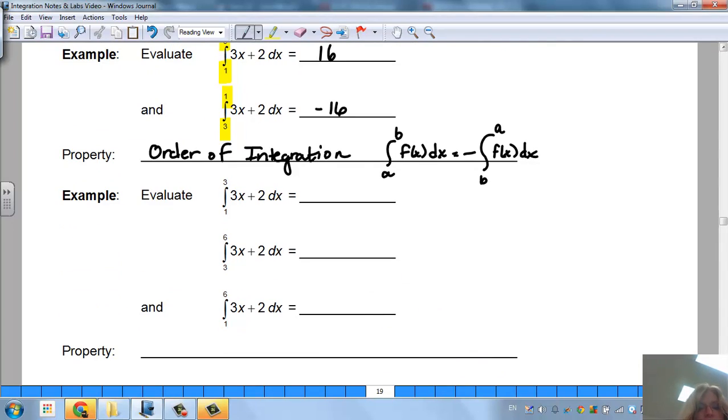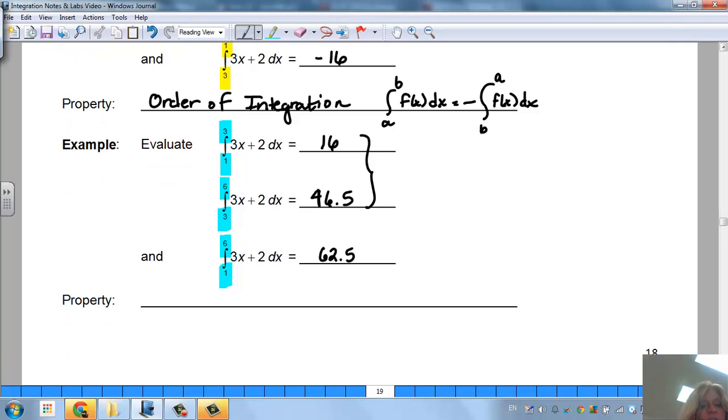All right, now let's look at these three and see what we have here. They're all the same function, they're all dx. This one goes from 1 to 3, this goes from 3 to 6, and this goes from 1 to 6. So this one right here is like the total of those two. Let's see what happens. When I put this in my calculator, I get 16. When I put this in my calculator, I get 46.5. And when I put this in my calculator, it's 62.5, which is the total of these two. So what we can deduce from this as a property, if you will, is this is called additivity.